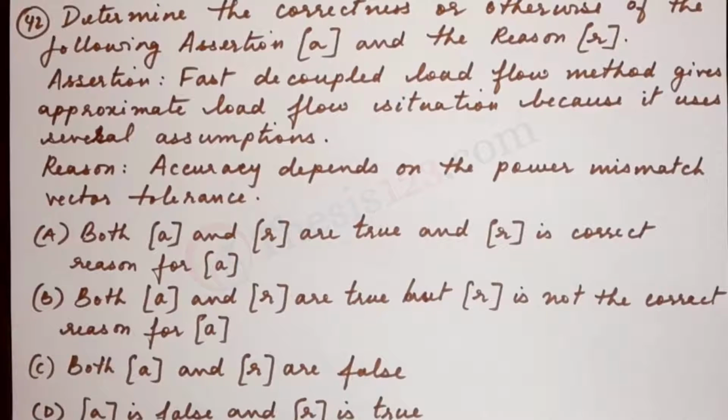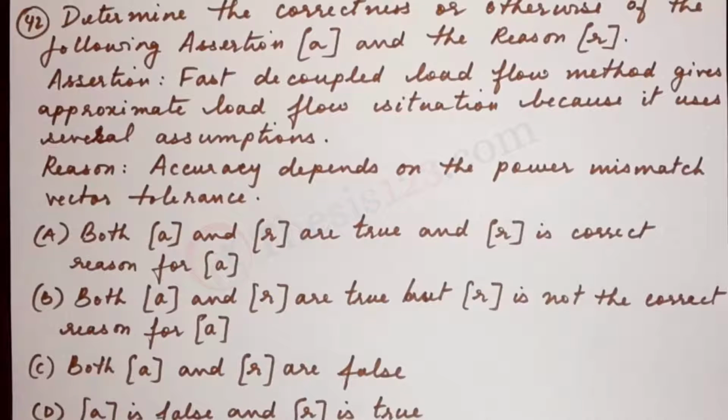Here's the next question, 42. Determine the correctness or otherwise of the following assertion A and the reason R. The assertion says that fast decoupled load flow method gives approximate load flow situation because it uses several assumptions. The reason being, accuracy depends on the power mismatch vector tolerance. So a lot of technical terms here which you will have to analyze.